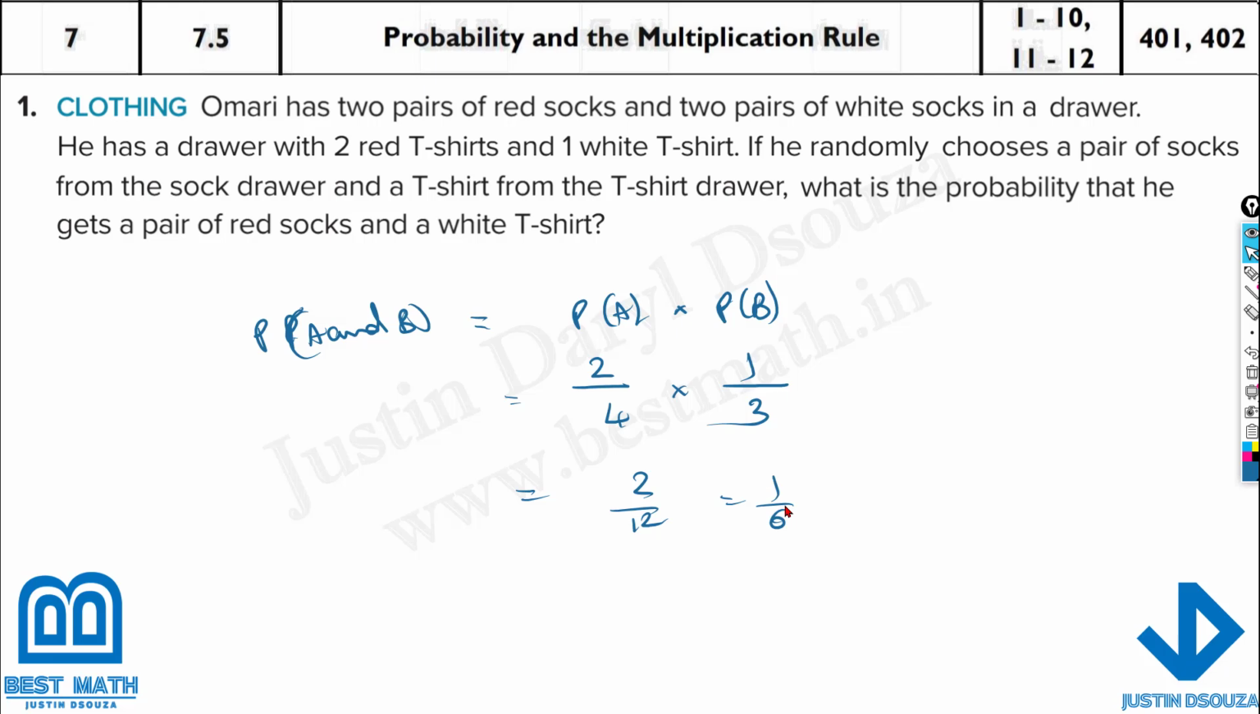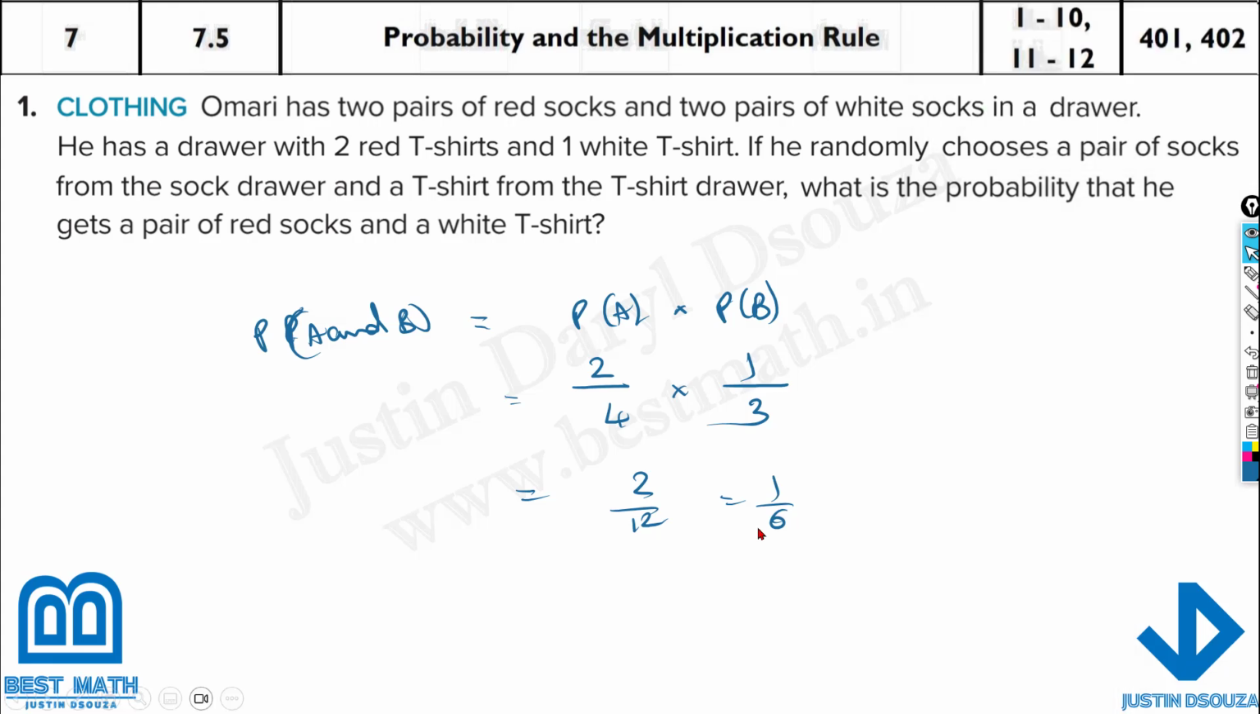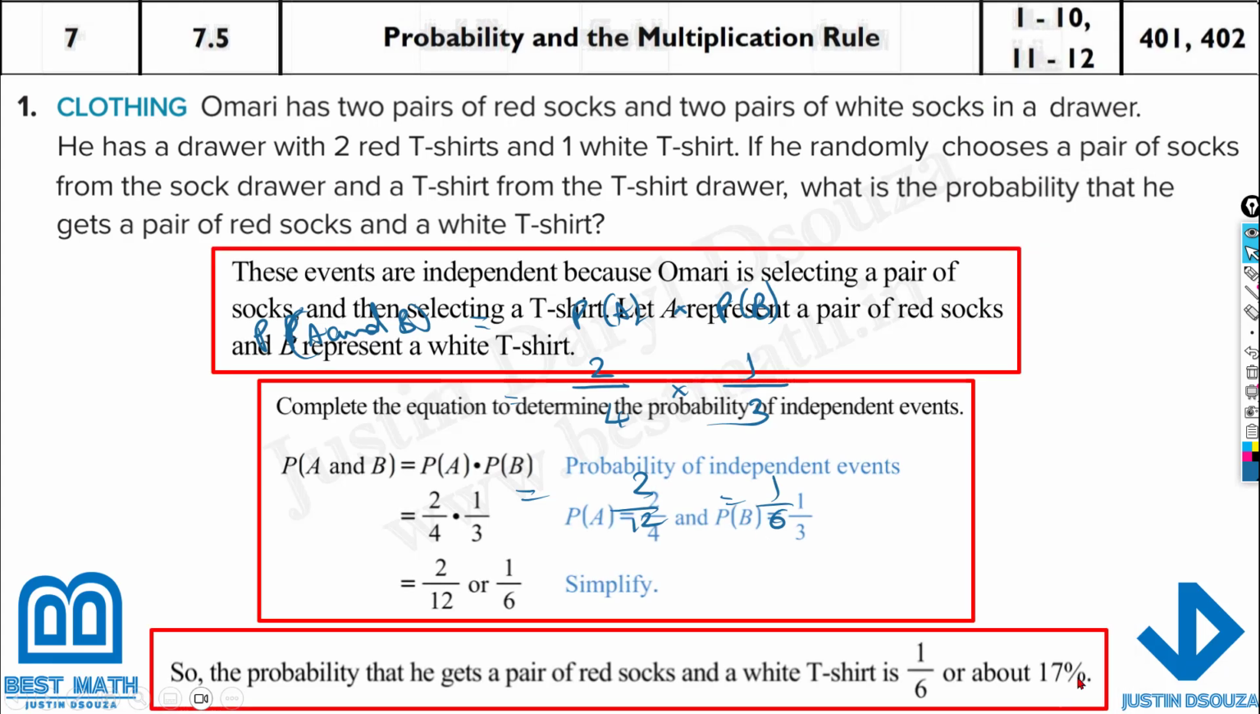It depends how your option is. And what if it is in percentage? Let's use our calculators. I'll put this entire thing here, 2 by 4, which is half, times 1/3, 1 divided by 3 here. The answer is 1 by 6, or it is 0.1666. How to get it in percent? It's better to use brackets because over here it's multiplication, you'll get the answer. But if it was plus, you wouldn't get the answer without bracket. Multiplied by 100, it is 16.67 or 16.7%. They have approximated to the whole number, it's 17%.